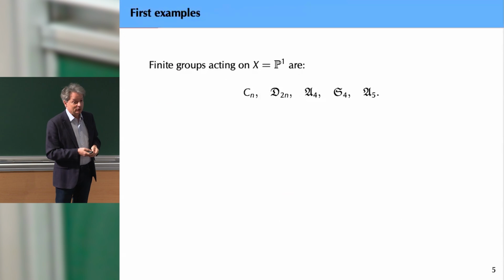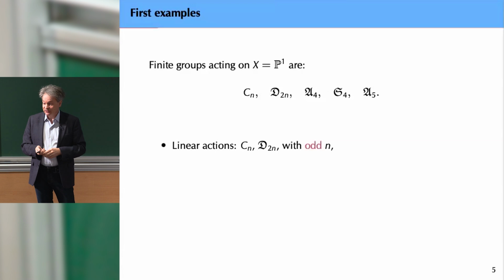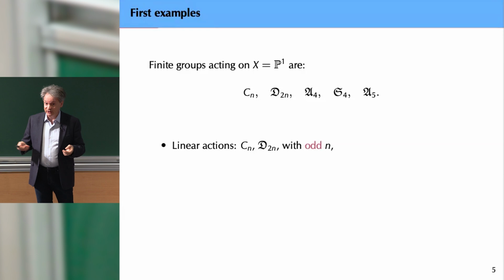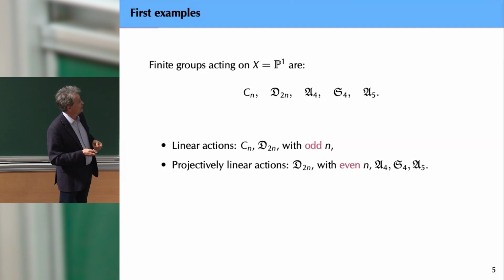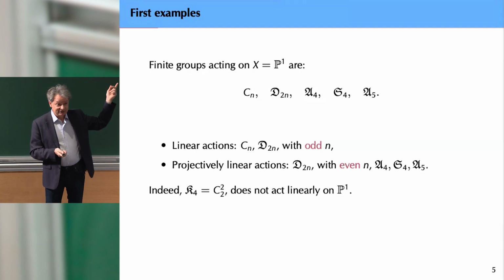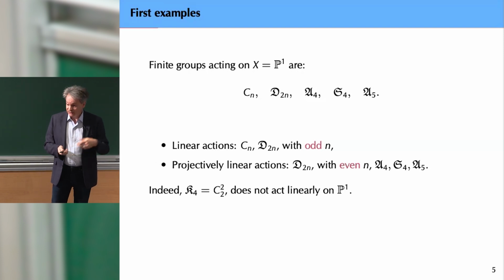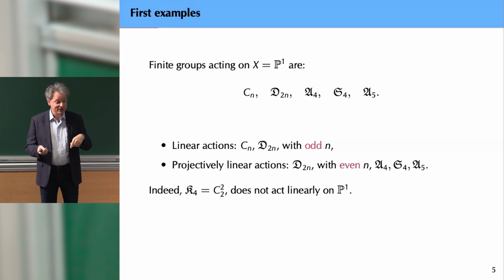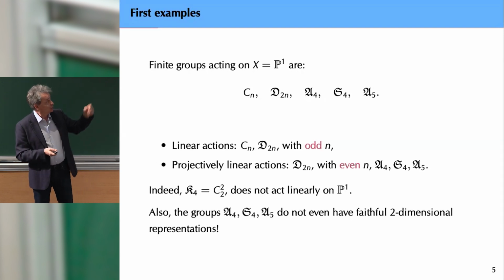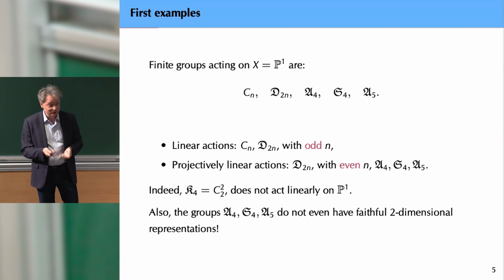Okay. Now, so the simplest example, P1, what can act on P1? And the linear actions, of course, a cyclic group and also a dihedral group D2n of order 2n, where n is odd. And on the other hand, the others are projectively linear actions. And indeed, so if you look at C2 squared, you can't act linearly on P1. To get the C2 squared action on P1, the obvious one, x to minus x, x to 1 over x, you have to look at the representation of an extension. And the other groups don't even have faithful two-dimensional representations. So you can't act linearly. Of course, you also contain the C2 squared.